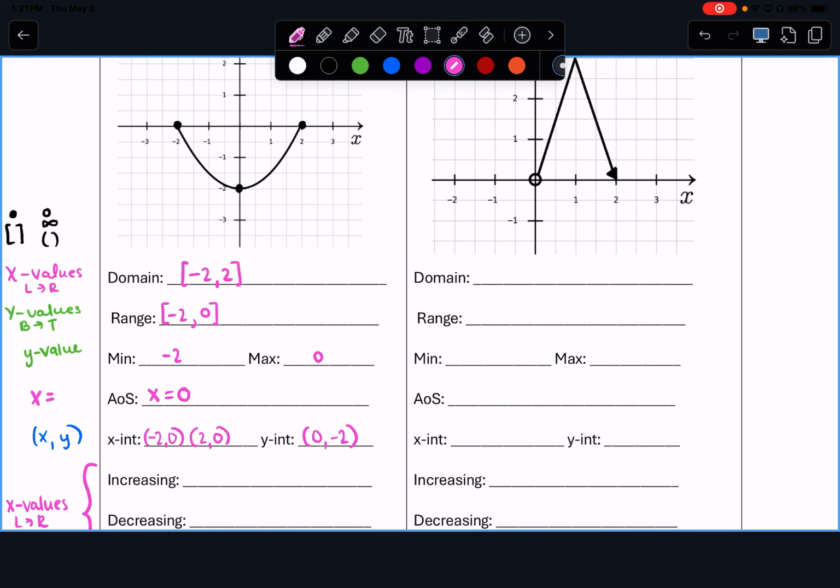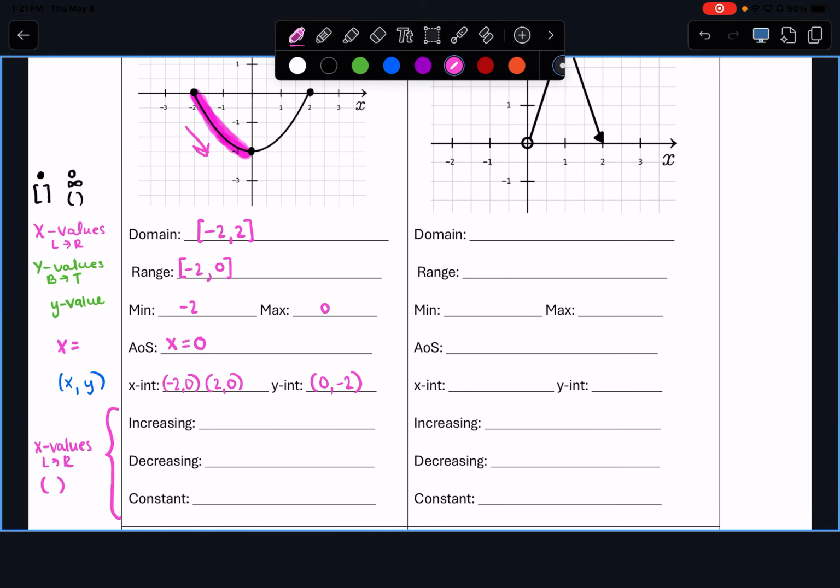All right. Now, if we look at this graph from left to right, we're going to see what's going on. If we start on the left, what is happening? Decreasing. When does it stop? So how would I write that section? Negative 2 to 0. Then it switches. What is it doing from there? Increasing. So what is the interval that it's increasing? 0 to positive 2.